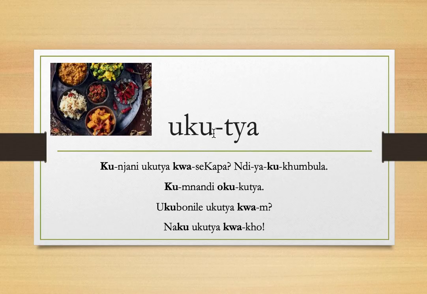Another noun class generally refers to verbs that have been nominalized, turned into nouns. For instance, ukutya, to eat, or food. Kunjani ukutya kwasekapa? How is the food in the Cape? Ndiyakukumbula. I miss it. Kumnandi okukutya. It is nice, this food. Ukubonile ukutya kwam? Did you see my food? Naku ukutya kwako. Here is your food.